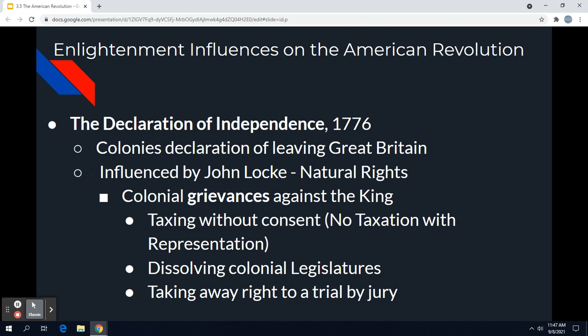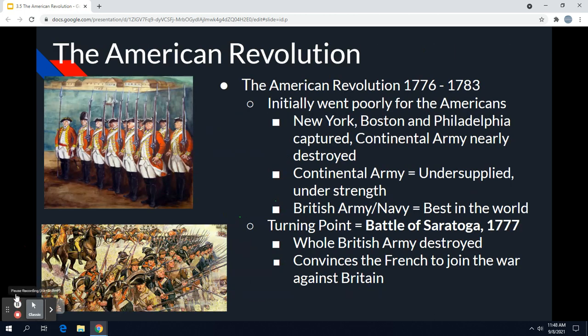He was getting rid of their legislatures. He was literally appointing his own officials and making them in charge instead of the colonists picking their own officials like they had been. And he was taking away their right to a trial by jury. He was just throwing people in prison. There were no charges. It was just because the king or the king's men said that they had done something wrong. So all this kind of makes the colonists feel like the king has broken that social contract and they're now allowed to leave.